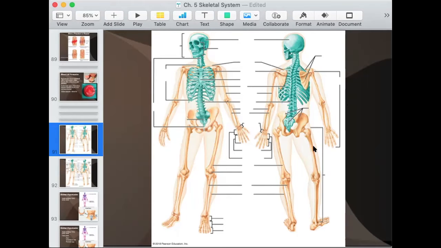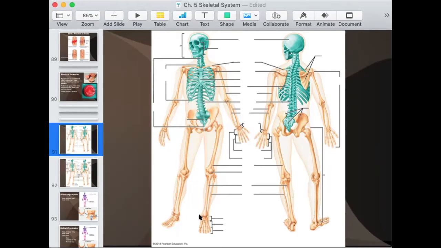Your thigh bone, femur. Then you have two leg bones right here. Your larger one makes up your shin, tibia, and then fibula, good. You have your ankle bones. What is it called? Begins with a T. Tarsal.